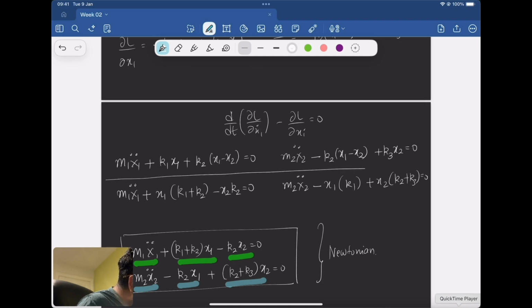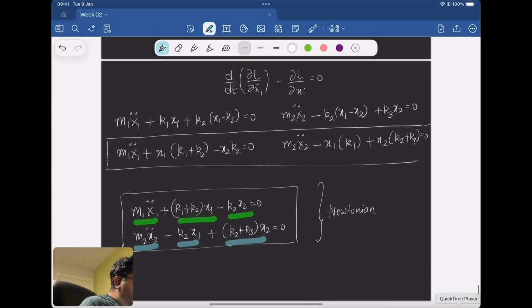So this is our equation of motion obtained from the Euler-Lagrange equation. Just to compare, I also copied the equation of motion that we obtained from the Newtonian equation. As you can see, we are getting the same equation. Maybe I made a mistake, so this should be k2. We are getting the same equations.